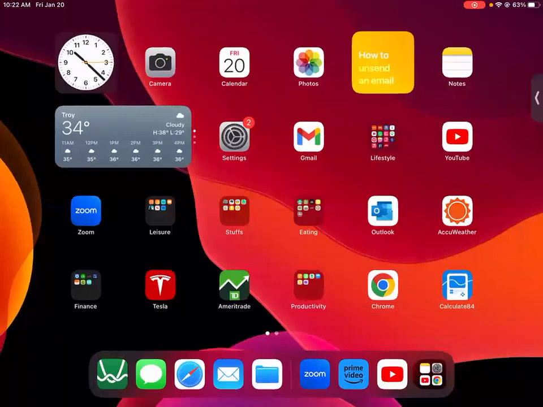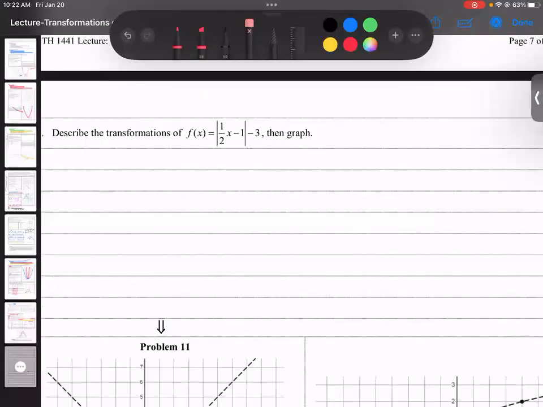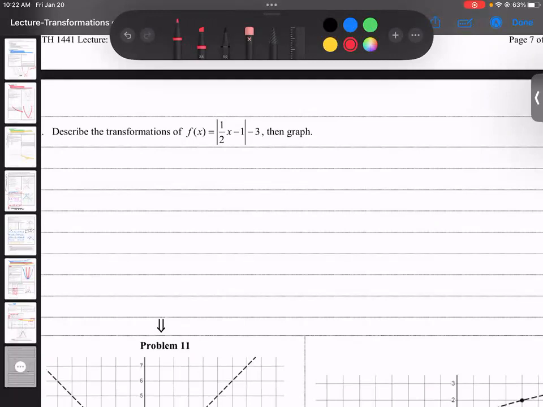Let's do this one, last one, and then we're done. This one. What should I do first? Factor, right? So what do I do?